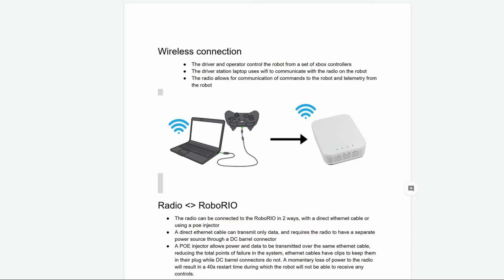So the drivers control the robot through a joystick, which is connected to the driver station laptop. The driver station laptop is connected to the robot through Wi-Fi, and that Wi-Fi network is being hosted on the radio on the robot. This allows for the driver station laptop to communicate signals to the robot and for the robot to give data back to the driver station like its current battery, the position of its motors, and other related information.